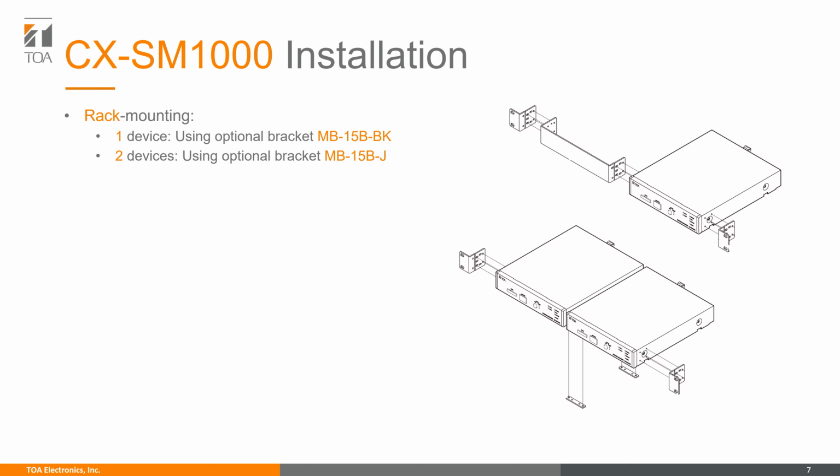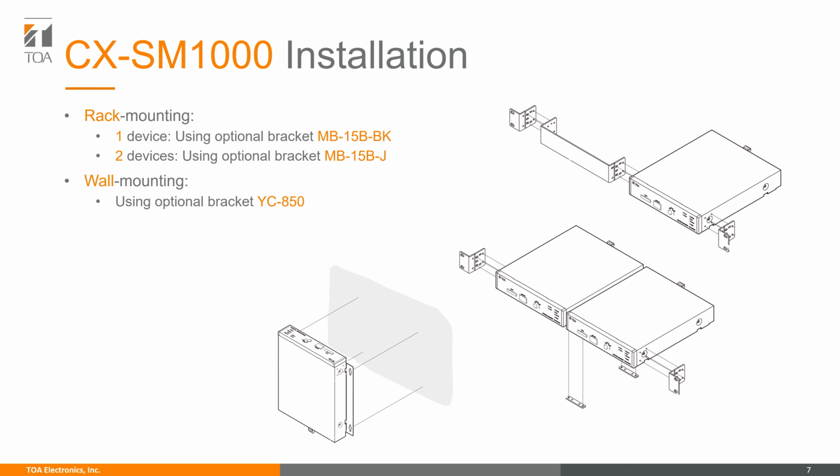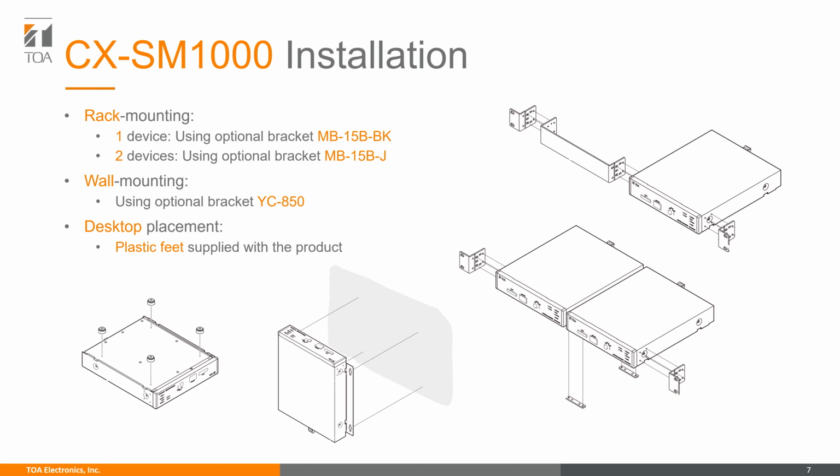Another option is to mount two half-rack space devices together. It can be another CX-SM1000 System Manager, another half-rack space device from the CX series, or even something like a TOA wireless microphone receiver. Just use the optional MB15BJ mounting bracket and you're good to go. The third option allows you to attach your CX-SM1000 to the wall using the optional YC850 bracket. It's also designed to be put on a desk with the provided plastic feet.